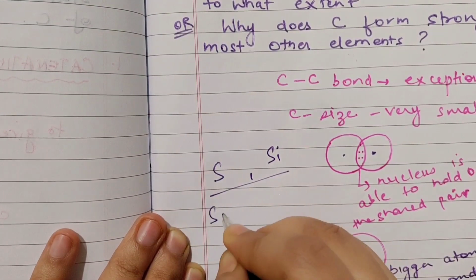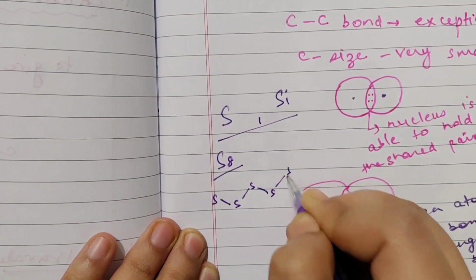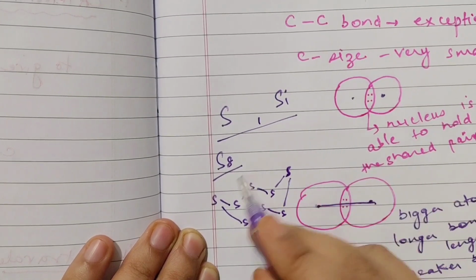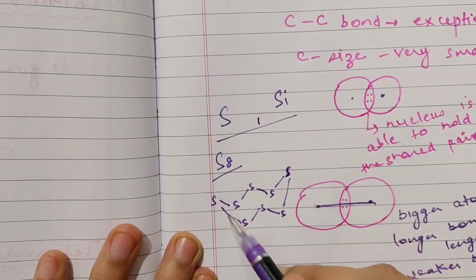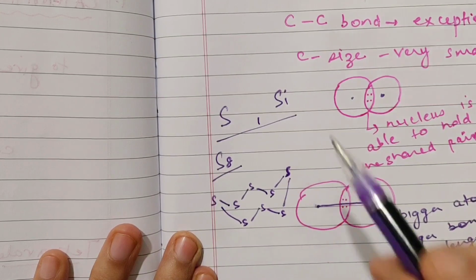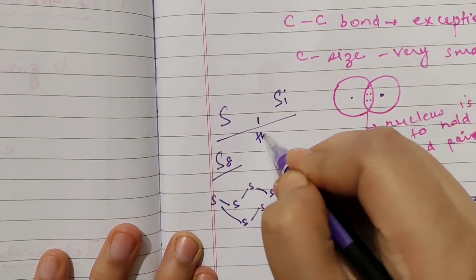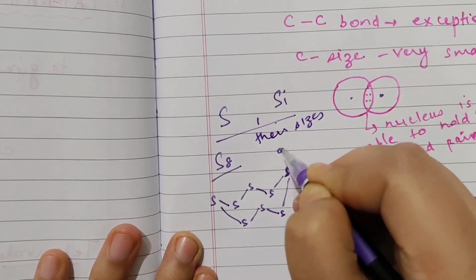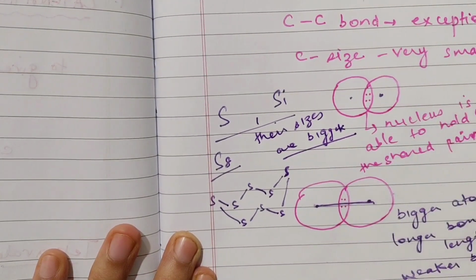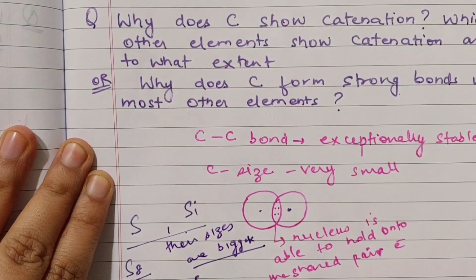For example, there is the S8 molecule. In the S8 molecule, sulfur is bonded with other sulfur atoms in a crown-like shape. So this is the extent of sulfur showing catenation. Beyond this, sulfur cannot show catenation. Silicon also cannot show catenation beyond 7 to 8 atoms because their sizes are bigger, so the bonds become weaker. So this is the reason why carbon can show catenation, but other elements not so much.